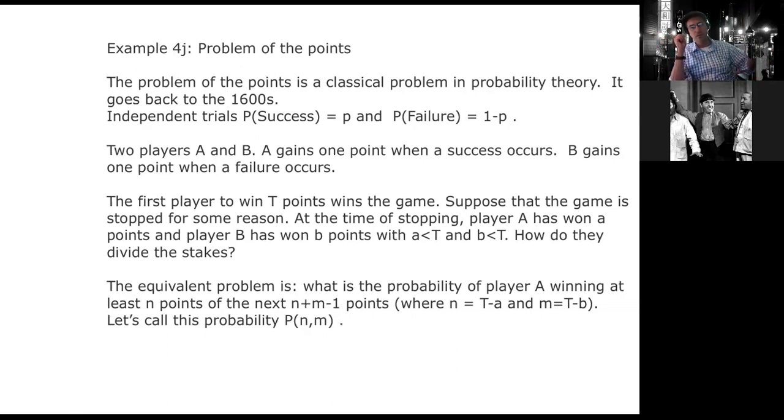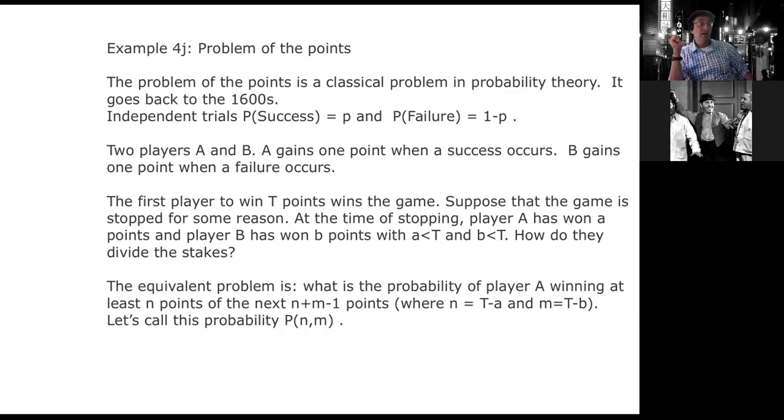And you're going to do this experiment over and over. So you start with two players, let's say player A and player B. Player A gains 1 point when a success occurs, and B gains 1 point when a failure occurs. The first to win, say, T points, T is some number, wins the game. Suppose that the game is stopped for some reason. At the point of stopping, player A has won, say, a points, lowercase a, and player B has won lowercase b points, where both a and b are smaller than the amount you need to win. So the question is, how do you divide the stakes of the game?